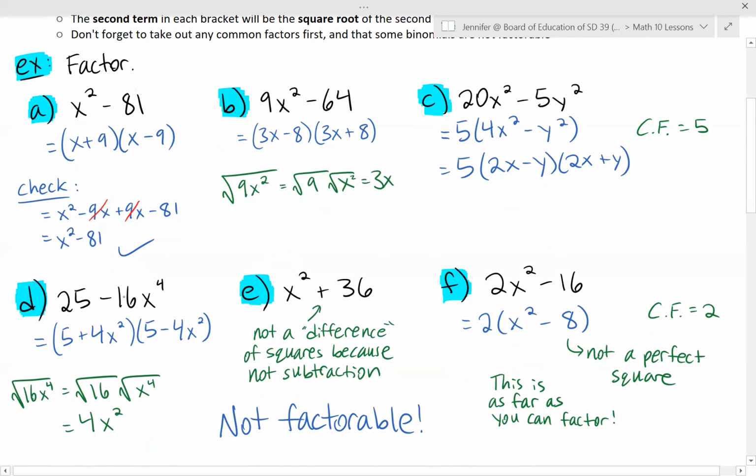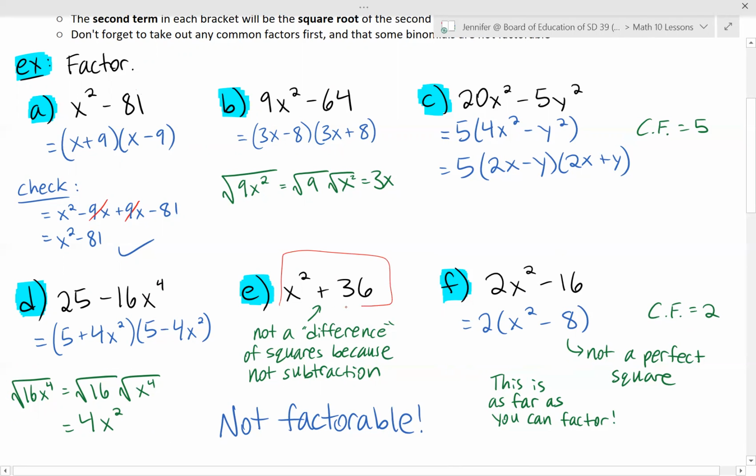In this case, it doesn't matter that the variable one comes second. We know it's a difference of squares because this is a perfect square and this is a perfect square. So the first term in each will be 5 because the square root of 25 is 5. And the second term in each bracket is going to be 4x squared because, which I've shown here, 4x squared times 4x squared is 16x to the 4. We've got a plus and a minus.